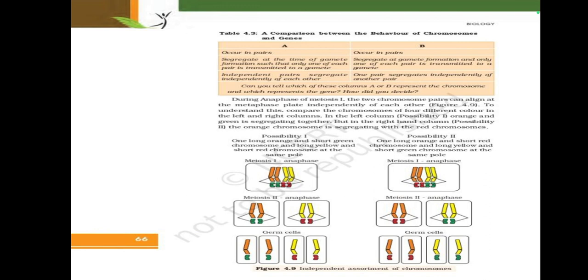During anaphase of meiosis I, the two chromosome pairs can align at the metaphase plate independently of each other. Figure 4.9. To understand this, compare the chromosomes of four different colors in the left and right columns. In the left column, possibility one, orange and green are segregating together, but in the right column, possibility two, the orange chromosome is segregating with the red chromosome.